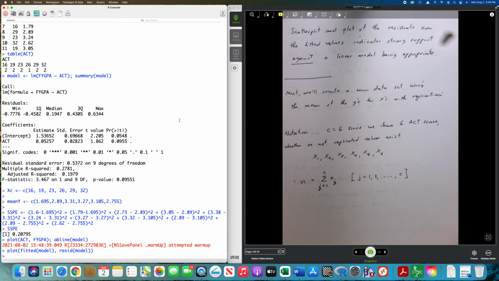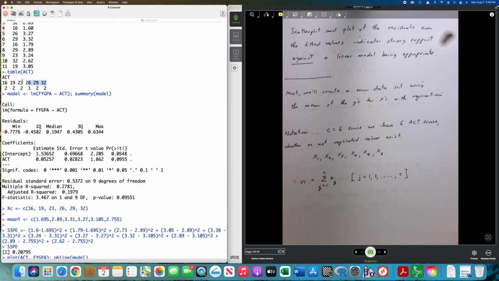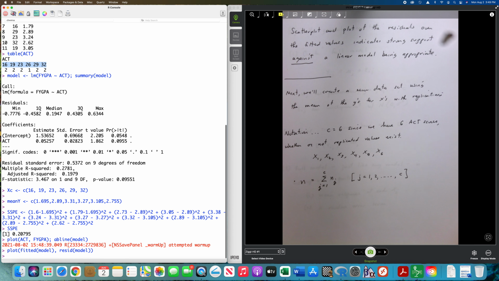The first thing we'll do is create a new data set using the mean of the y's for the x's with replication. I've already done a little bit of that. First of all, from the table, I see that I only have 6 values: 16, 19, 23, and so on. So I created something called XC. You can see that C in our notation deals with the number of levels at which we have repeated measurements, or a single measurement as far as that goes.